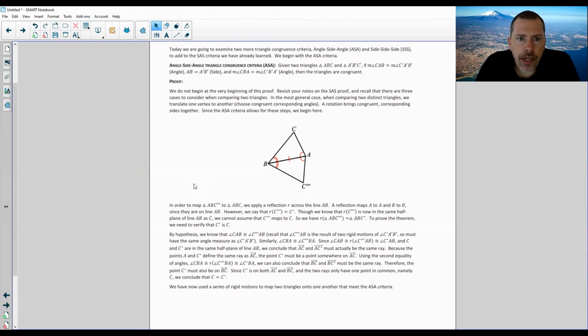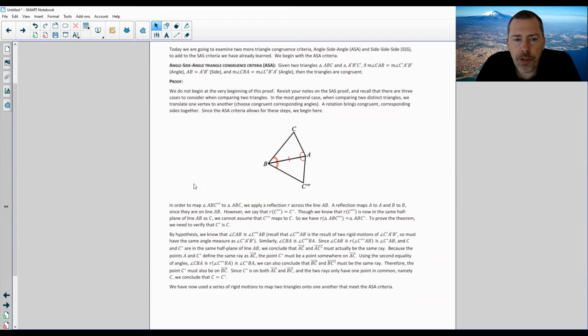So it says angle, side, angle, triangle congruence criteria, ASA, states that given two triangles, triangle ABC and triangle A prime, B prime, C prime, if the measure of angle CAB equals the measure of angle C prime, A prime, B prime, which is an angle, side AB equals side A prime, B prime, and the measure of angle CBA equals the measure of angle C prime, B prime, A prime, another angle, with an included side, mind you, then the triangles are congruent.